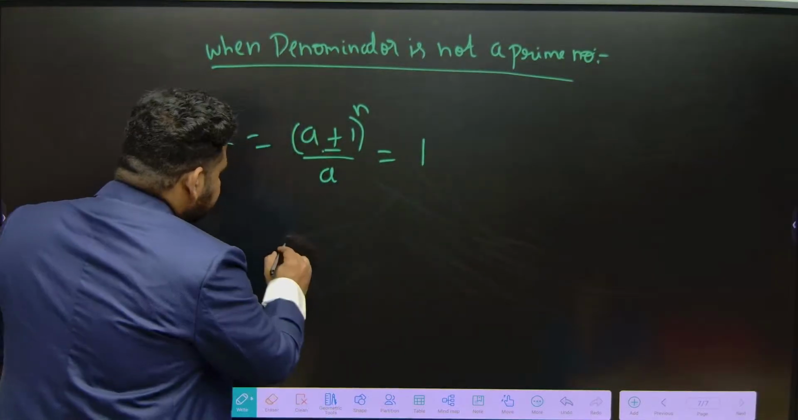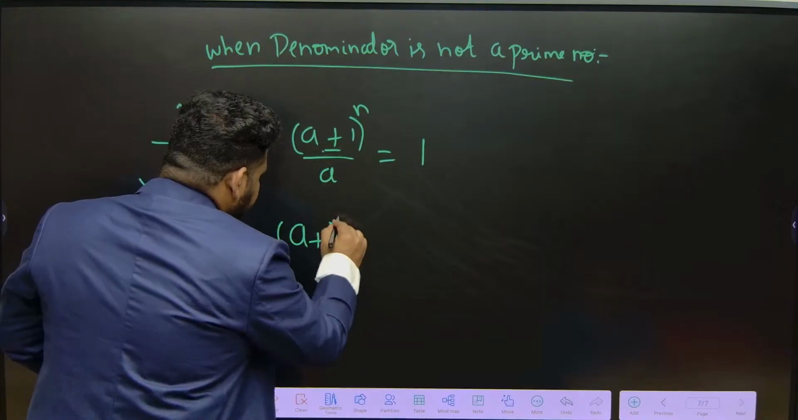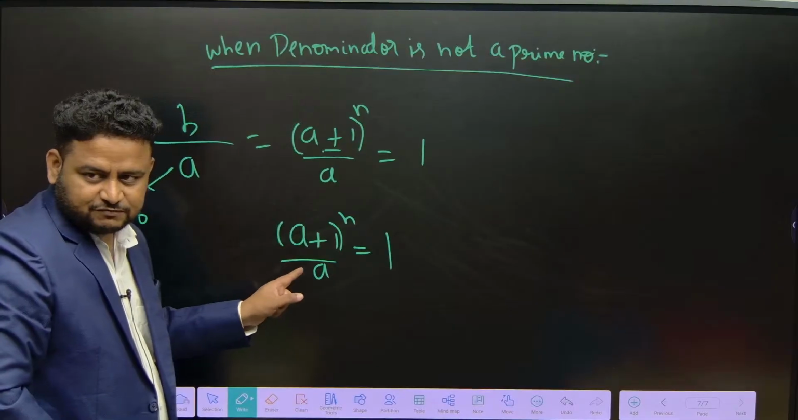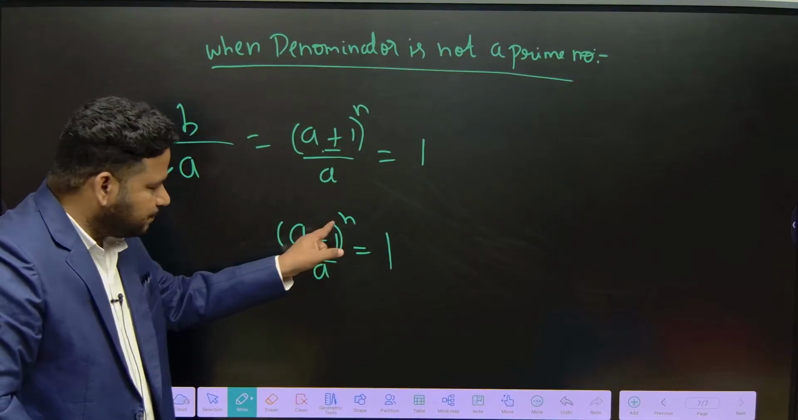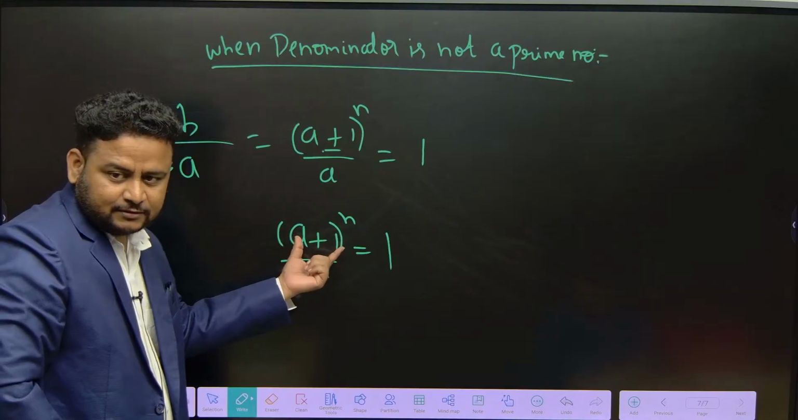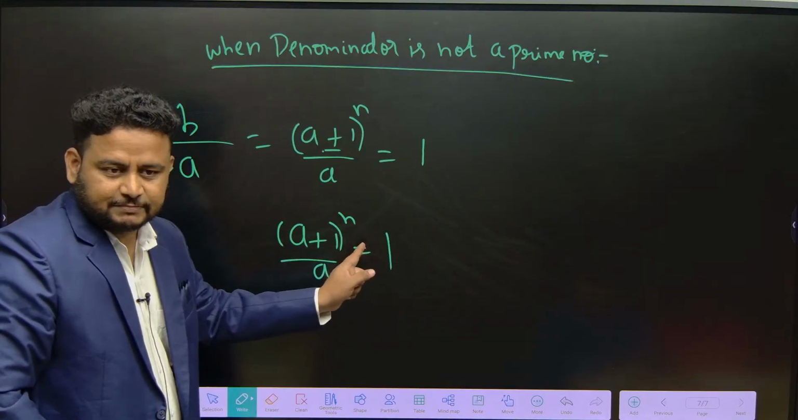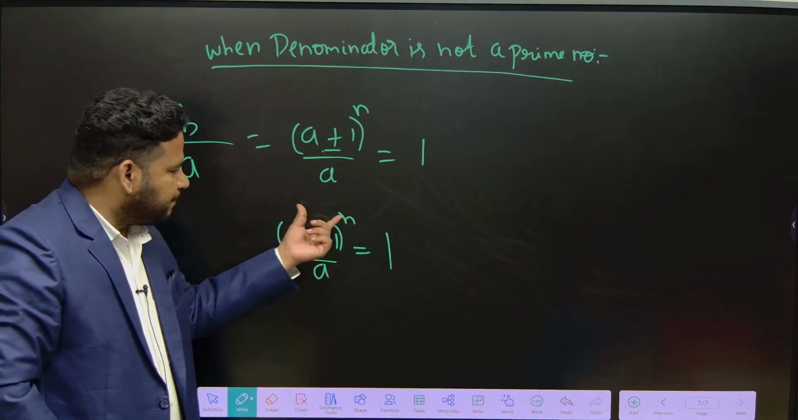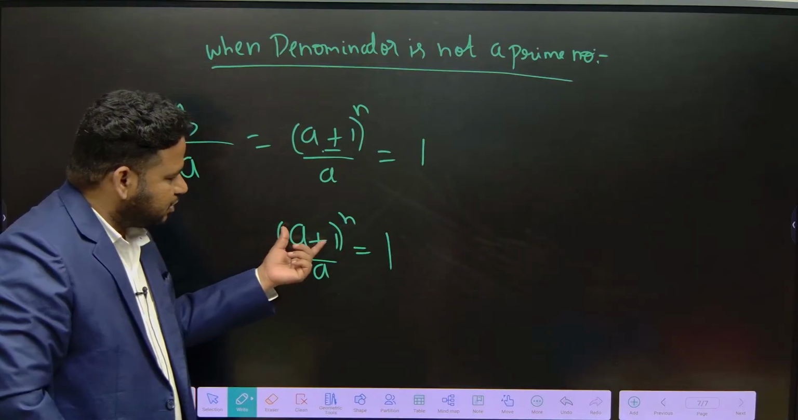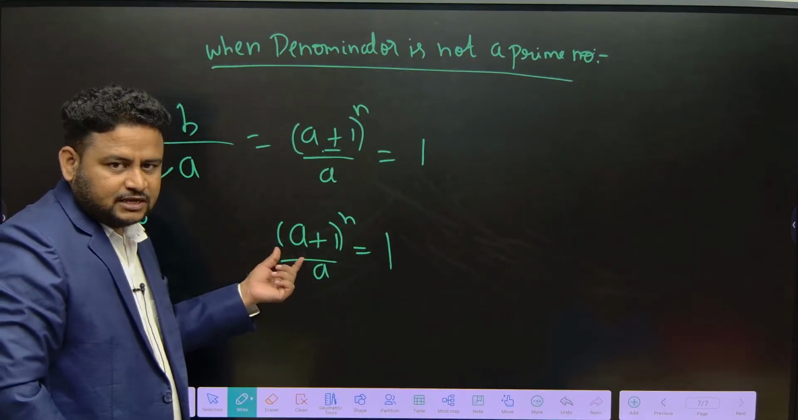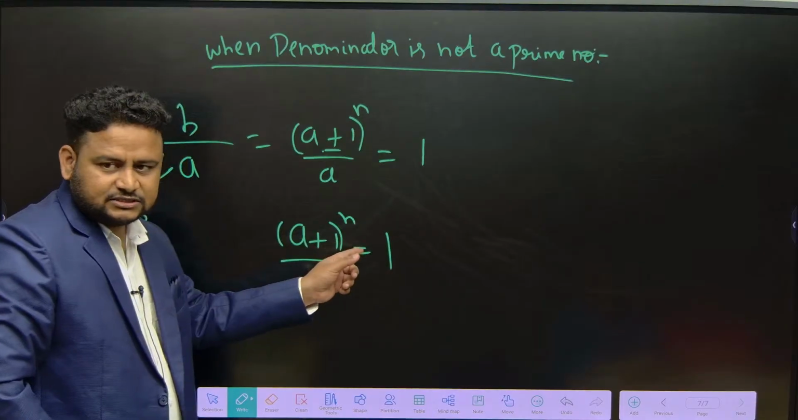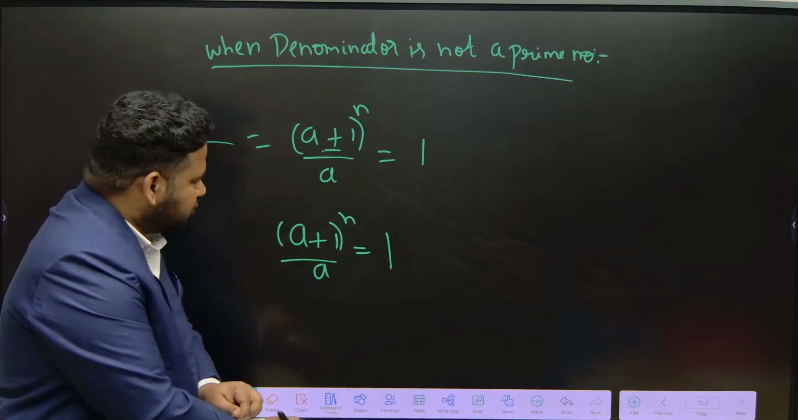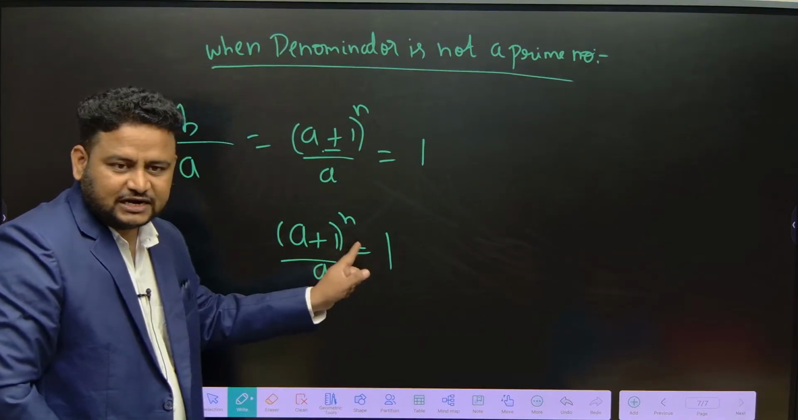But understand one thing: if you have (a plus 1) to the power of n divided by a, the answer is definitely 1. The power of n is only for the numerator. Please observe carefully, I am repeating again. This b should be written in the form (a plus 1) to the power of n, divided by a, and that is equal to 1. So if it is plus, the answer will definitely be 1.